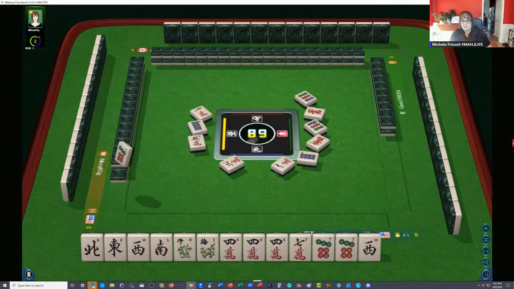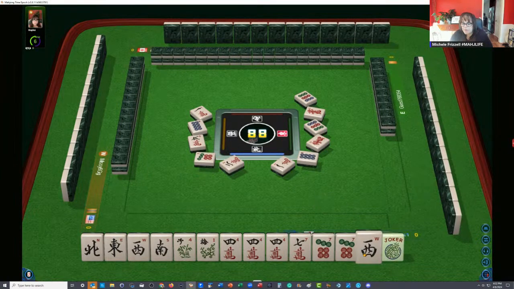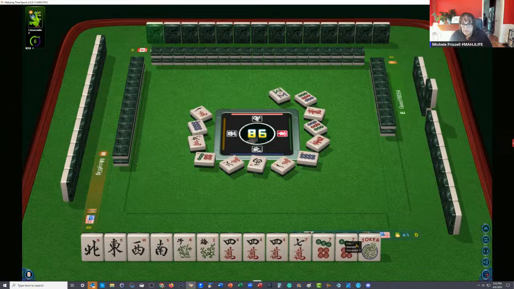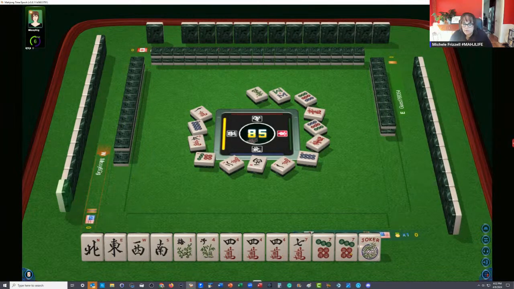News. 7 dots. Okay, that we would need to Kong. There's a joker. West wind. So like numbers with 4s or 7s. 8 bamboos. It would be awesome if we can get a 4, like a 4 dot or a 4 bam. Green dragon. I would switch to 4s.